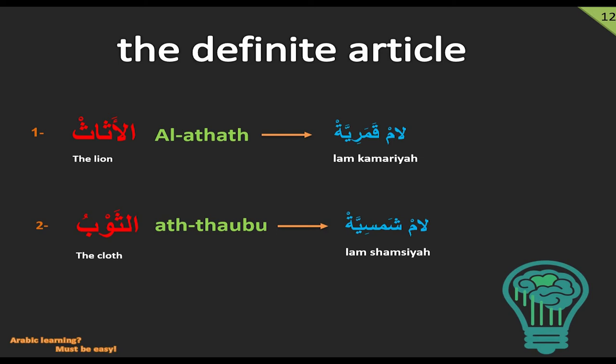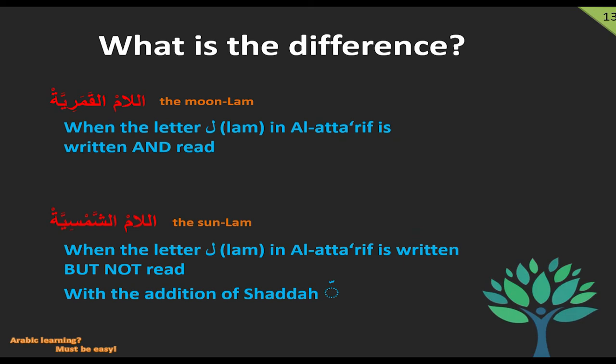becomes al-thawb. The reason behind this is that there are two kinds of the letter lam in this regard. Either lam qamariya or lam shamsiya. So, what's the difference? We read and try to understand the definitions. Al-lam al-qamariyya is when the letter lam is written and read in al-ta'rif, while al-lam al-shamsiyya is when the letter lam is written in al-ta'rif but not read, plus the addition of the shadda on the first letter of the noun. To put it simply, al-lam al-qamariyya: written and read. Al-lam al-shamsiyya: written but not read, plus shadda.